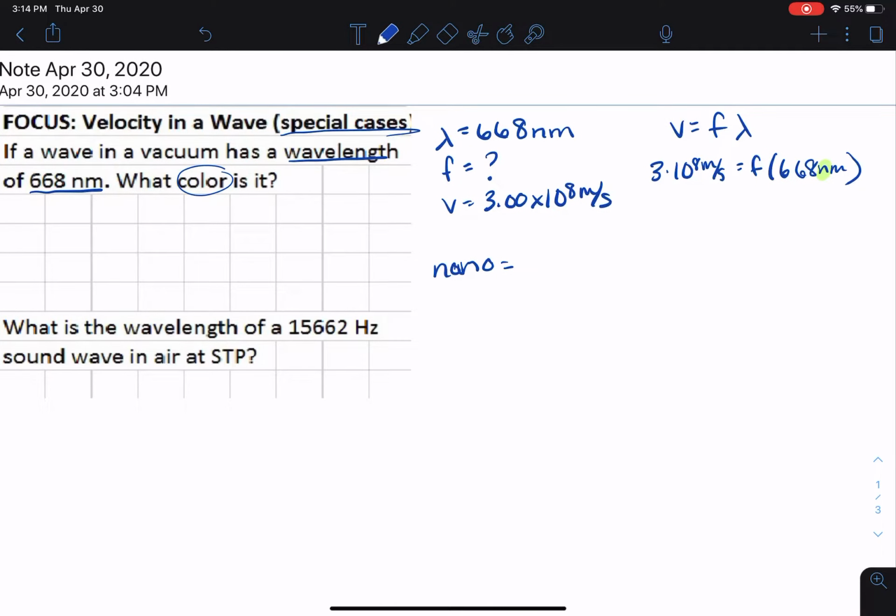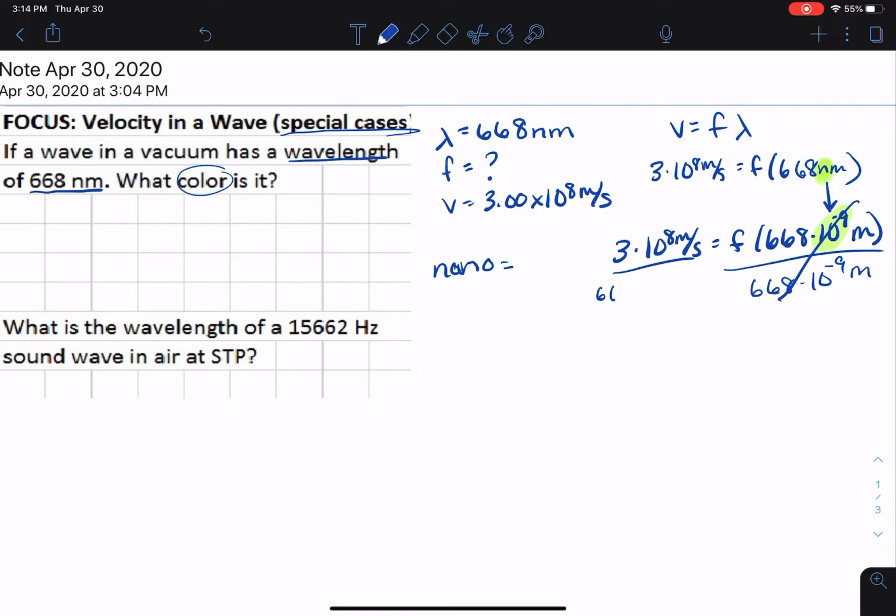I'm just going to rewrite this. 3 times 10 to the 8th meters per second equals frequency times 668 times 10 to the negative 9 meters. All that I did here is I took this, looked up the value in the reference table, and then substituted it with the actual value. Now I am good to go, so I can just solve for f. I'm going to divide by 668 times 10 to the negative 9 meters. That cancels out, and I'm going to divide that over here.